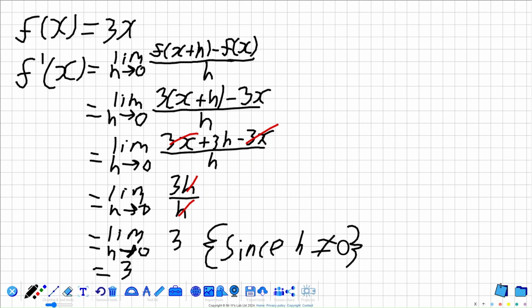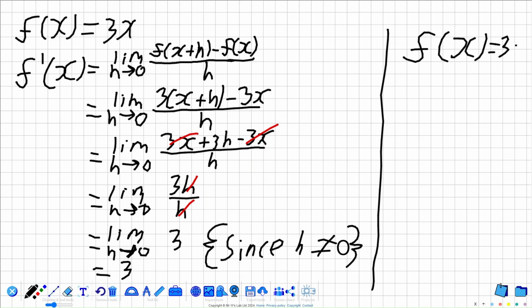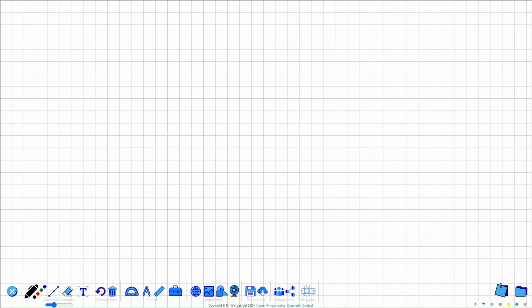And so then we can see, if we look at it from the beginning, that f of x equals 3x. Therefore, f dash x equals 3. Okay, cool. So we know the general form. So now we just need to look at a bit more complicated scenario.